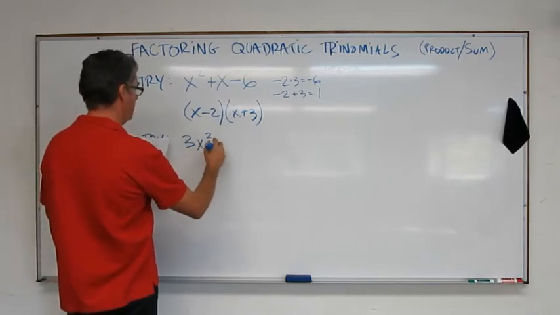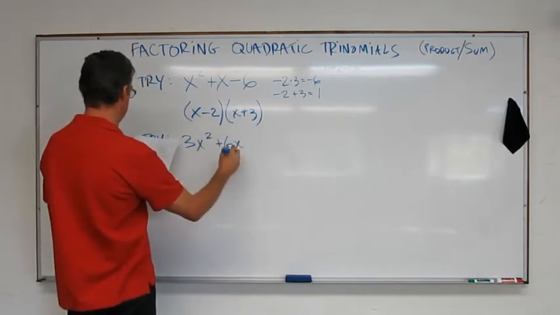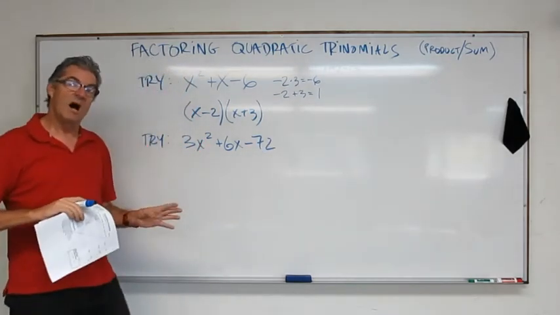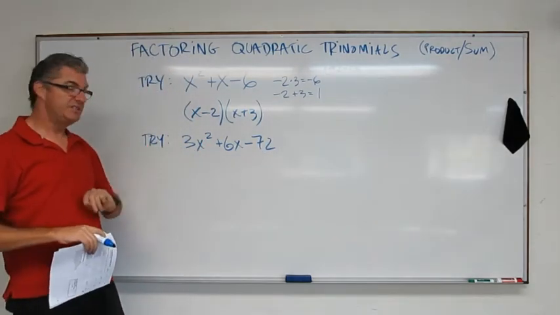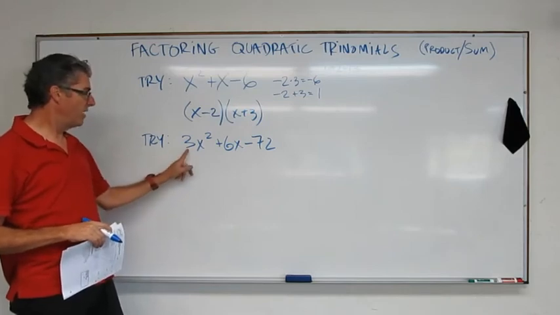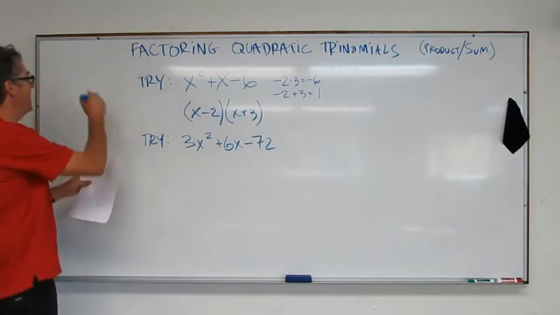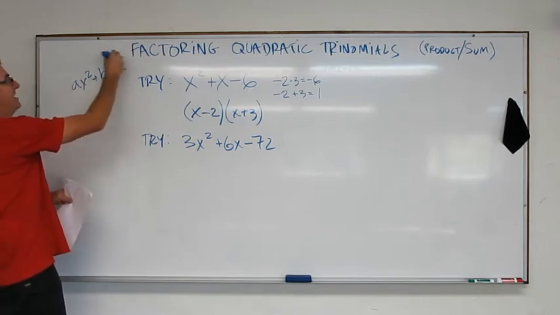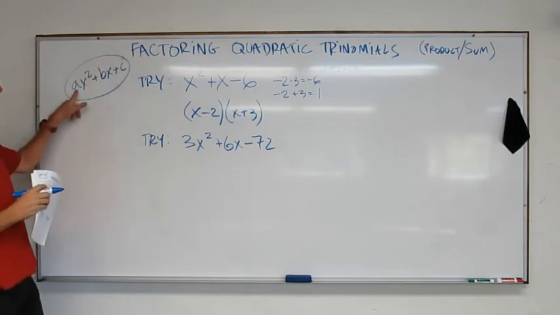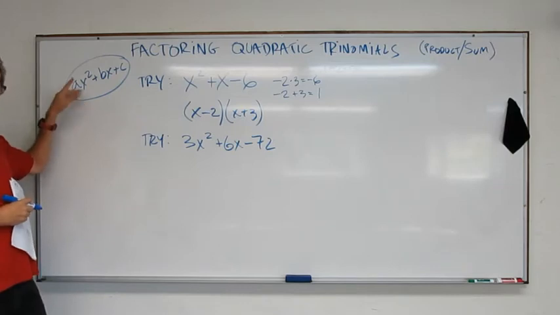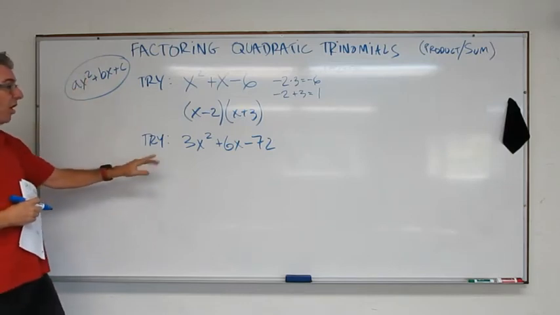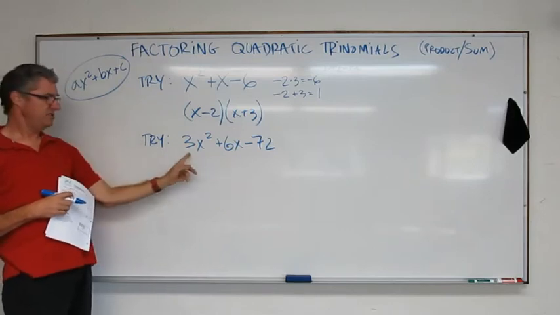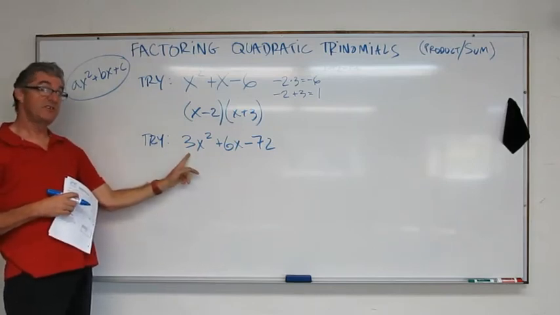3x squared plus 6x minus 72. Okay, so a later lesson is going to teach you how to factor when the a term, remember we have ax squared plus bx plus c, when the a term is not 1. Right now, and in this assignment, all the a's are 1, except, whoa, that's not 1. There's a trick for this.